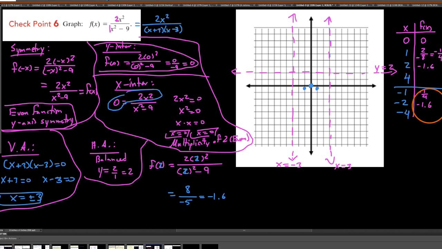Also negative 1.6 here. So when we go 2 to the right, we go down 1 and then a little more than 1.5, negative 1.6. Because of symmetry, we have it on this side also. So I can already see the middle part of our graph kind of doing this right here.